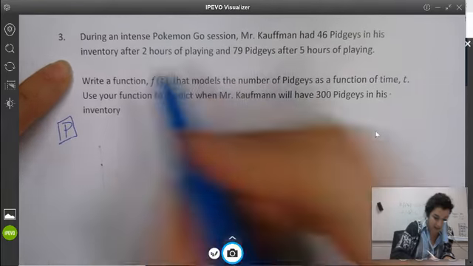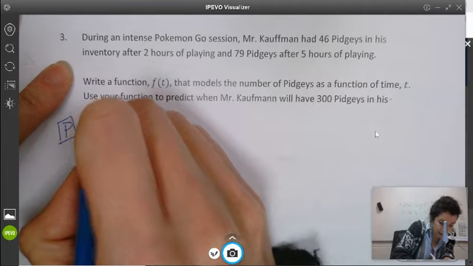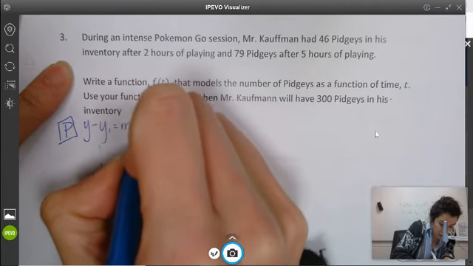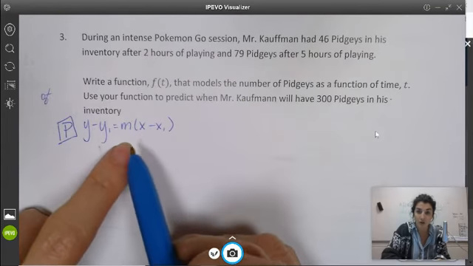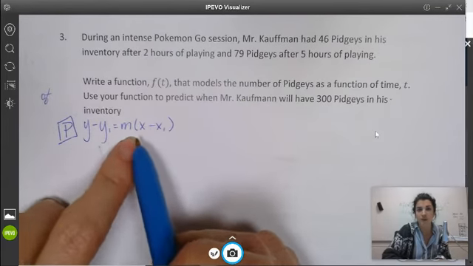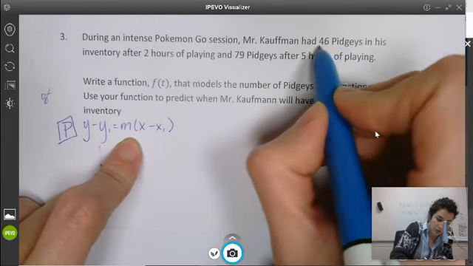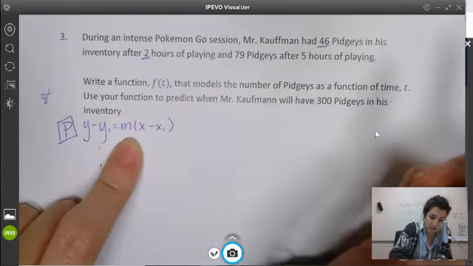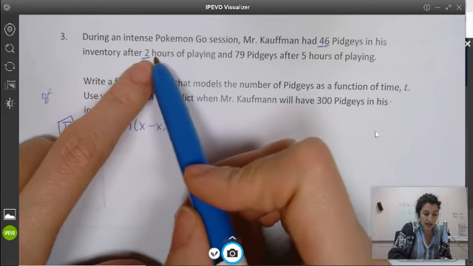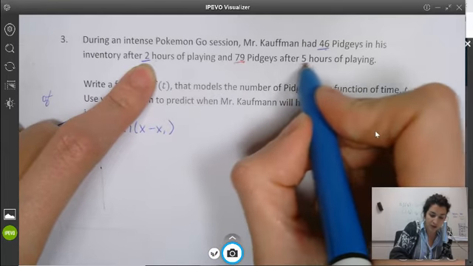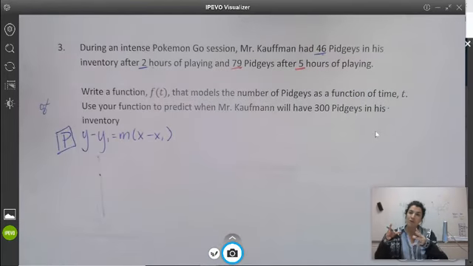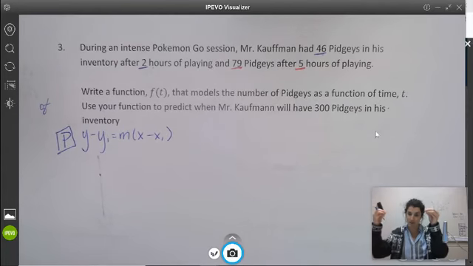It doesn't tell us that it's linear, but it is. So we're going to write down one of our linear forms here at the beginning, because we know that we tend to start with this as our linear equation. We've also been given some numbers. We've got 46 Pidgeys after 2 hours of playing, and then with red, I'll do 79 Pidgeys after 5 hours of playing. When you see numbers paired together like this, this number goes with this number, and this number goes with this number, they're a pair of numbers that go together.